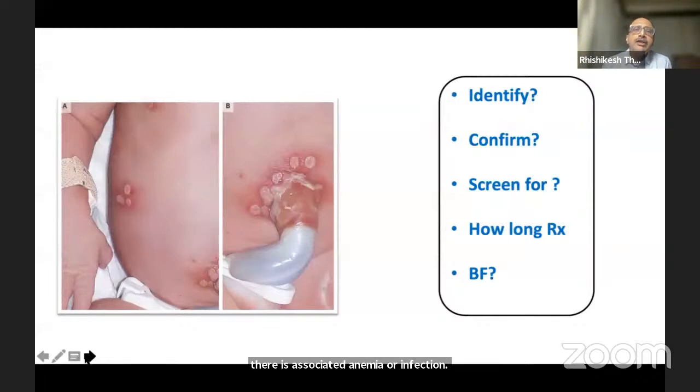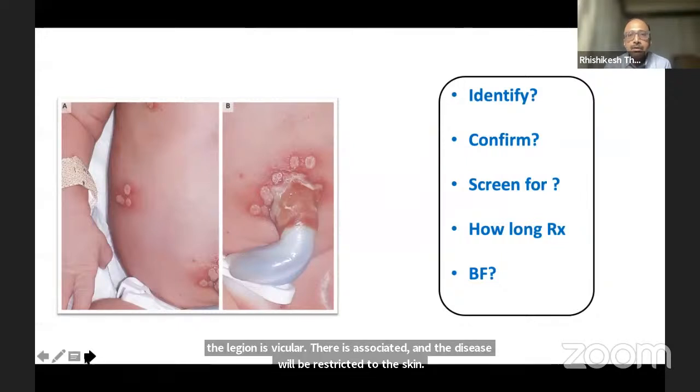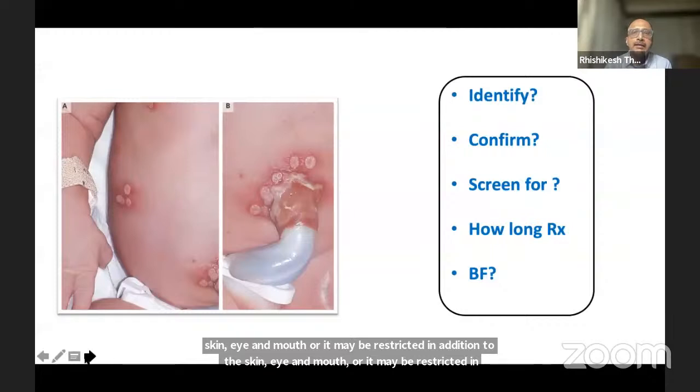Another baby, these babies come to you at around 2 weeks of life. This is a very unique congenital infection because that's a clue, but the lesion is vesicular, there is associated erythema, and the disease may be restricted to the skin, eye, and mouth, or it may be restricted in addition to the brain, or it may be disseminated. What you have here is a classical herpes simplex virus infection.